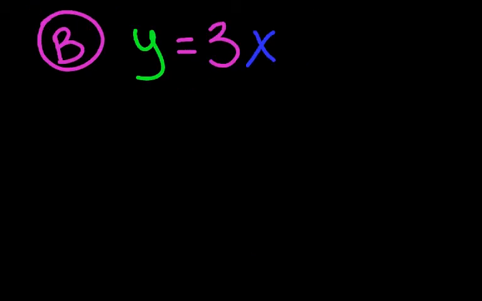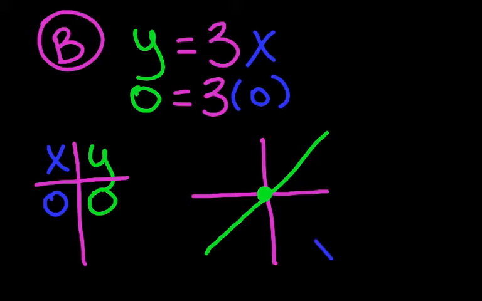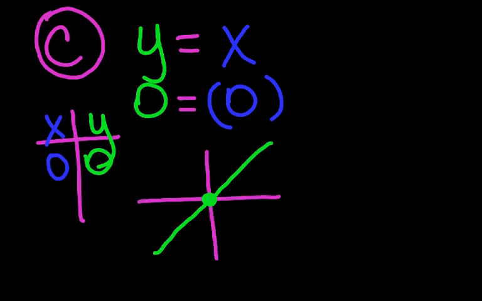Let's go ahead and work out B, C, and D so that you can see and prove that they are proportional. Remember, you're replacing x with 0 with all of them. 3 times 0 gives you 0, obviously. When you plot it, you can see that it's obvious that it does pass through the origin, which is right there. There you go. When you replace x with 0 on C, your y is obviously 0, because 0 equals 0. Go ahead and plot it.